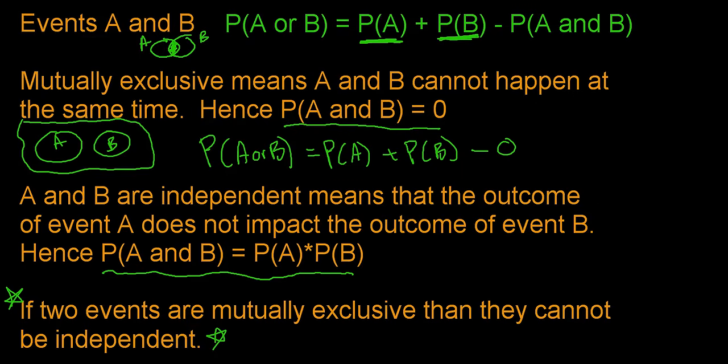Now, if two events are not mutually exclusive, that means they have overlap. Well, sometimes you're independent, sometimes you're not. It all depends. So that's why the only statement we know for a fact is that if two events are mutually exclusive, they cannot be independent.